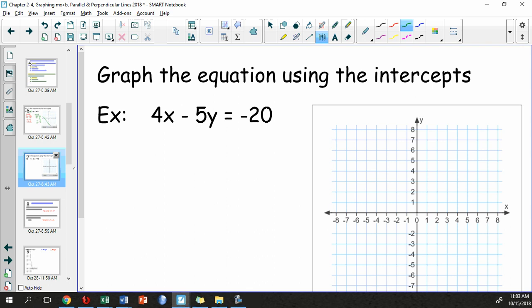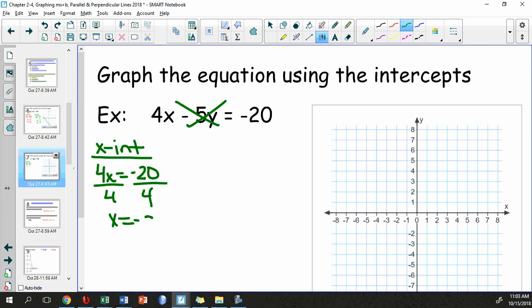Graph the equation using the intercepts. How do I find an x-intercept? X-intercept means I cross off the y's, and I am left with 4x equals -20. Correct? Divide by 4. x is equal to -5. So I have the ordered pair (-5, 0). Plot that.